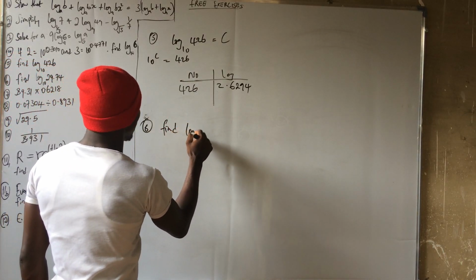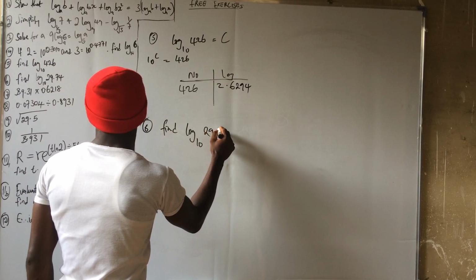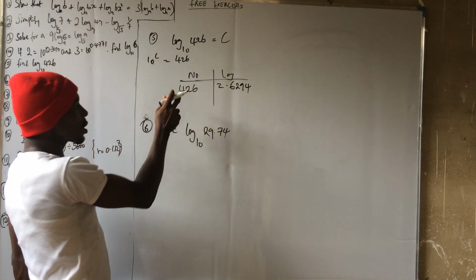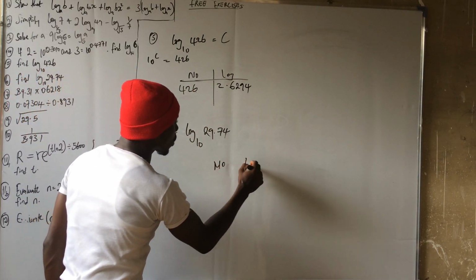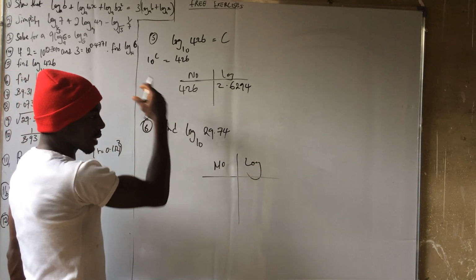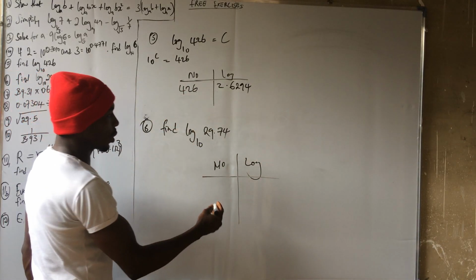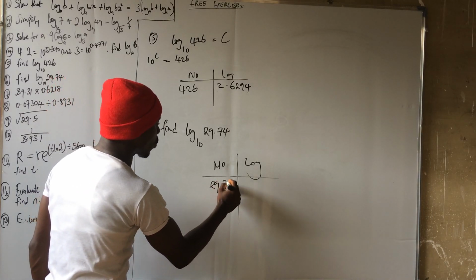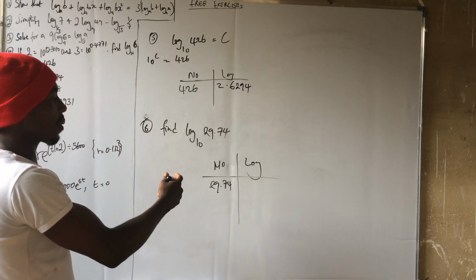Find log to the base 10 of 29.74. So using this method again, we now say number and logarithm. This number, like I said before, is the number we want to look for the logarithm of, which is 29.74. Now, what is the characteristic here?